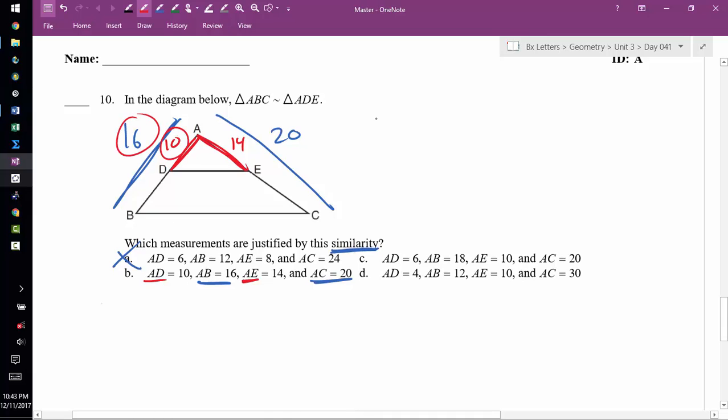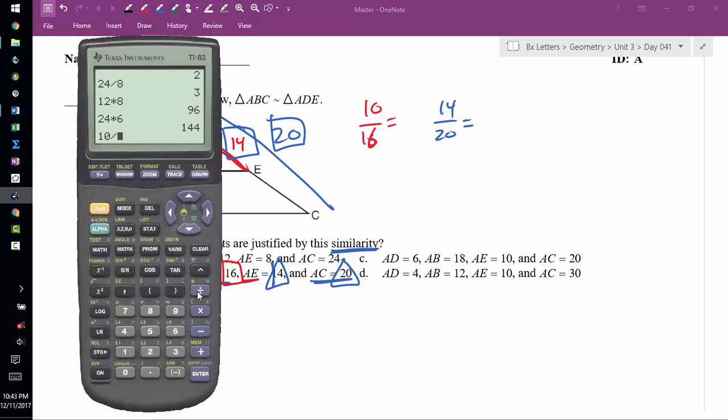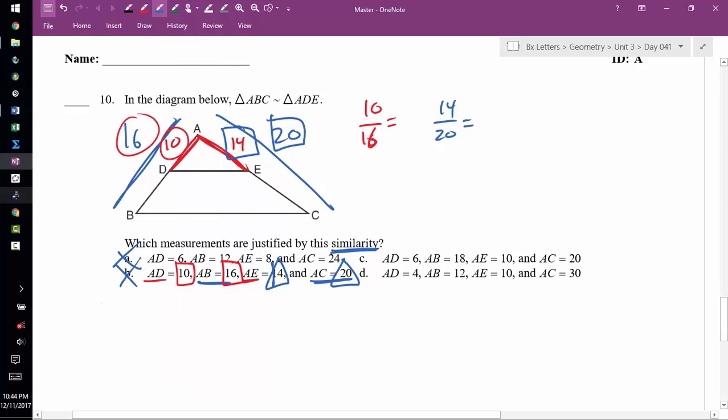I could do 10 divided by 16, 10 over 16. That will equal something. And I'm just taking this first one and dividing it by the second one. And then I could do the same thing over here. I would do 14 divided by 20. That's this third divided by the fourth. And I'm just checking that these ratios are equal. 10 over 16 is that decimal, and 14 over 20. Nope, they're different. That can't be my answer. So I'm just going to move on to the next one.